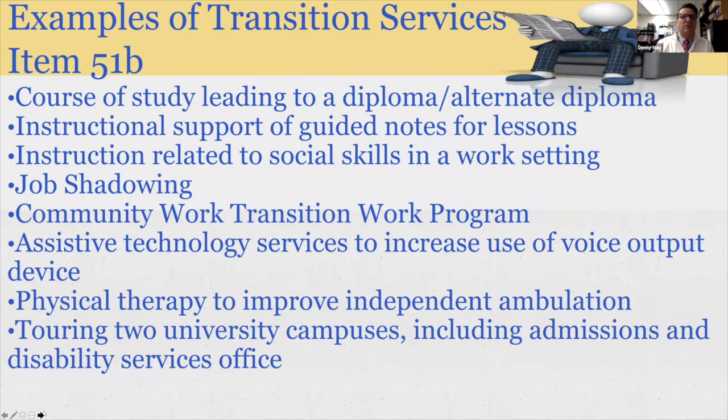So here are some examples of 51B, what transition services would look like. Keep in mind that we have to include, first and foremost, the multi-year course of study. That's what we're saying here, a course of study leading to a diploma or an alternate diploma, and then instructional support of guided notes for lessons. Any type of service that we could think of, job shadowing, community work transition program, those are all appropriate, but then we also identify who's going to be responsible for providing those services for those students.